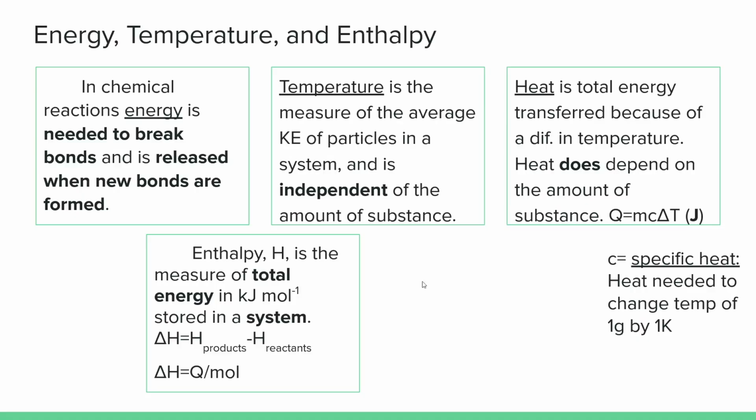Now, the big thing that we're going to have to understand is enthalpy, or otherwise represented by H, which is the measure of the total energy in kilojoules per mole stored in a system. Your enthalpy can either be given by the enthalpy of your products minus the enthalpy of your reactants for a chemical equation, or it can be given by Q divided by moles, right? And so here you can see how, if temperature is kinetic energy and heat is the energy transferred due to a difference in temperature and enthalpy is the total energy, that's how enthalpy is related to heat.